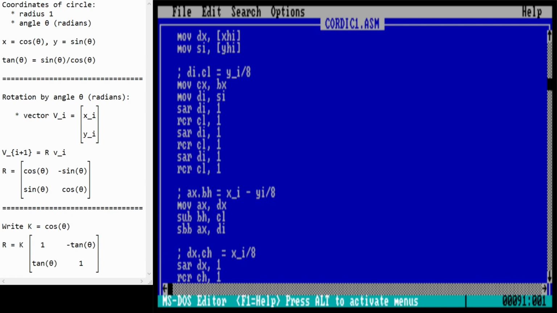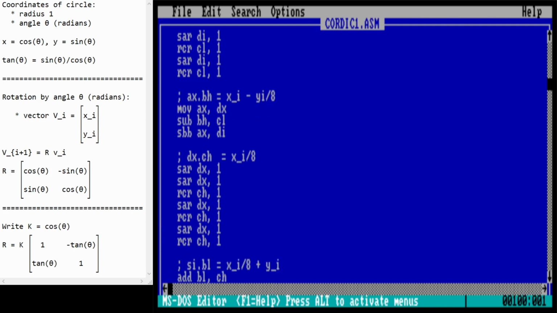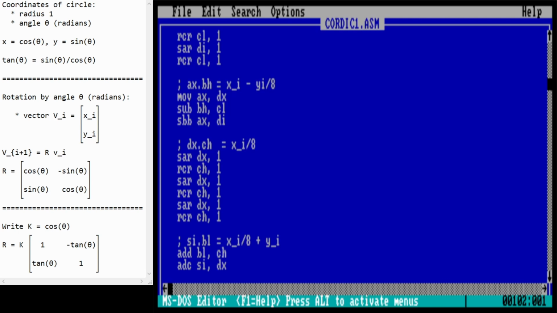So the next thing we have to do is the bottom line of the matrix, and the first thing we have to do there is multiply xi by 1 on 8. That's the bottom tan theta value. And again, it's just 3 shifts right by 1 bit, which we do in exactly the same way as we did the shifts above. And so now we're in a position to add xi on 8 and yi, which is what that bottom line of the matrix is telling us to do.